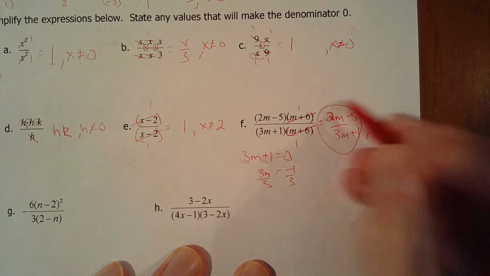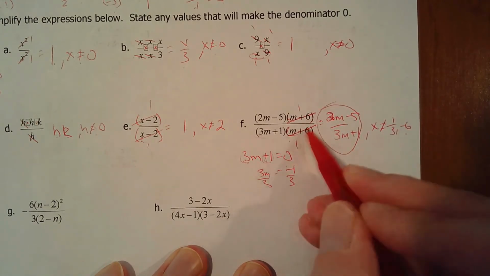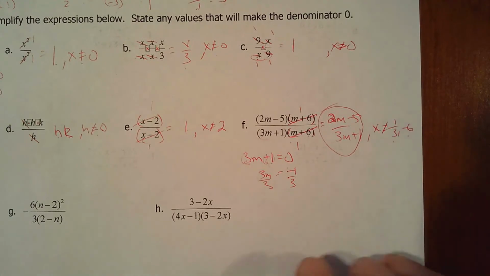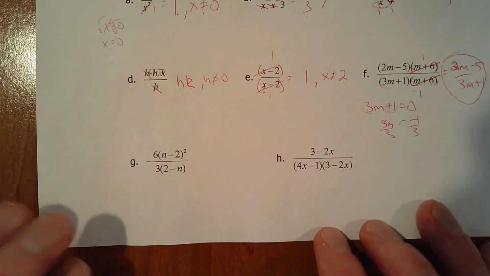Sometimes the negative 6 is lost because we canceled it out. It still needs to be included as an excluded value. Kind of a funny thing to say. It's got to be included as an excluded value. Okay, bottom.